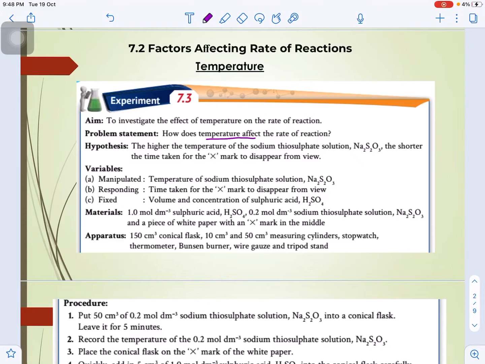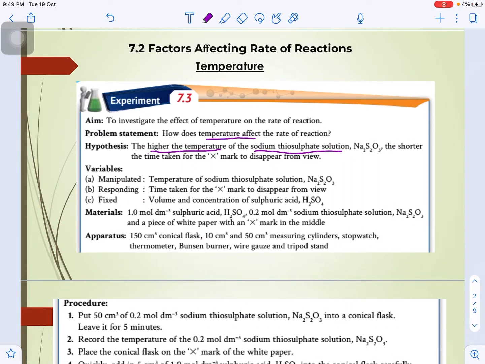The hypothesis: the higher the temperature of sodium thiosulfate solution, the shorter the time taken for the X mark to disappear from view. Meaning that when the temperature is higher, masa yang diambil untuk X mark disappear from the view, daripada pandangan for this experiment, menjadi semakin pendek. Makin tinggi suhu, masa yang diambil semakin singkat. That is the relationship, the hypothesis.